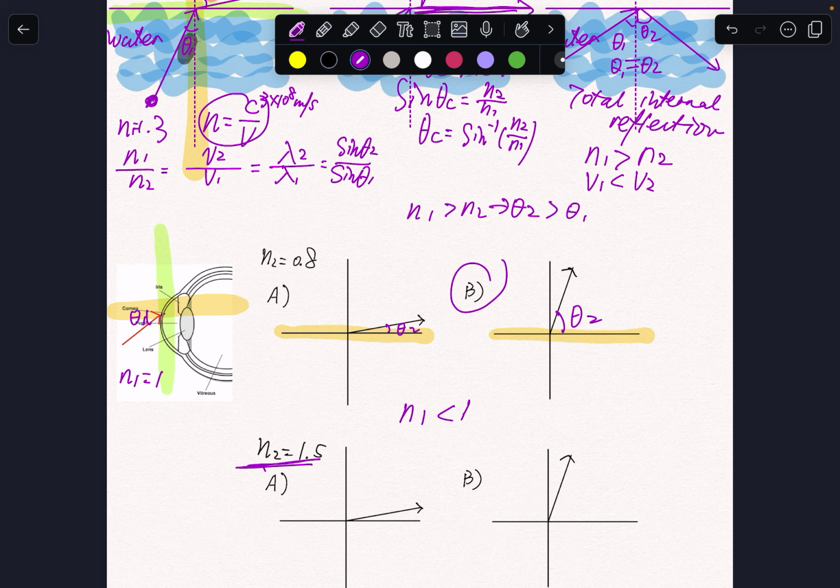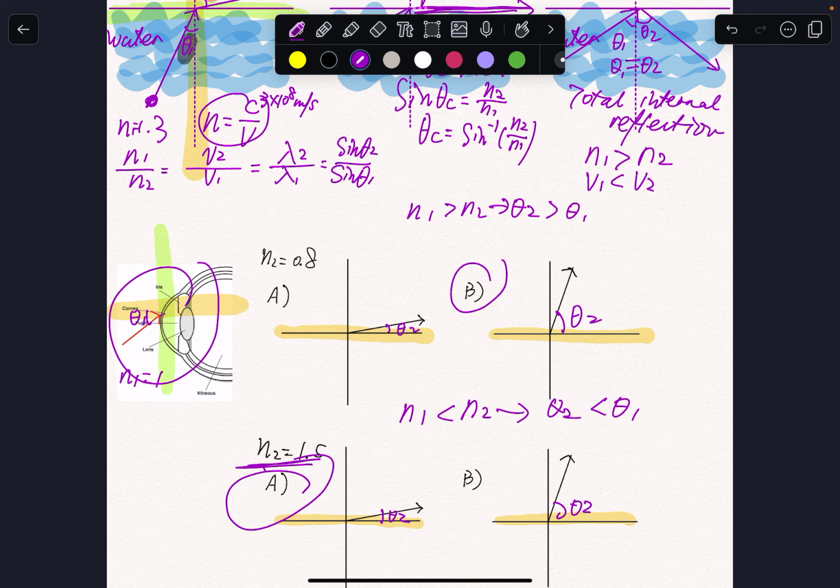Now N1 is smaller than N2, and now we need theta 2 to really be smaller than theta 1, okay? And then if we draw again our normal line, the normal line is this line, right? And then my theta 2 will be this theta 2, okay? Which theta 2, A or B, is smaller than the theta 1 from the problem? It's answer A, okay?